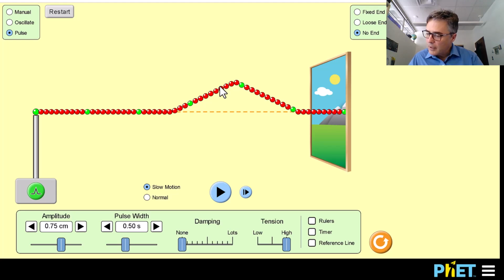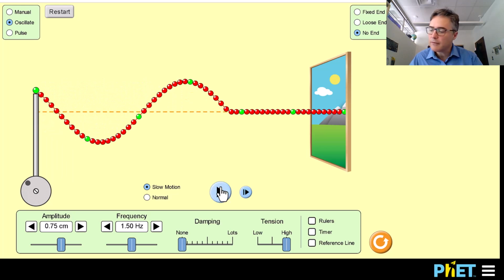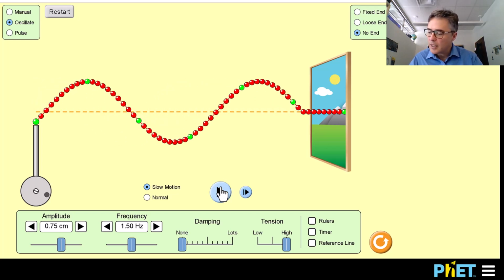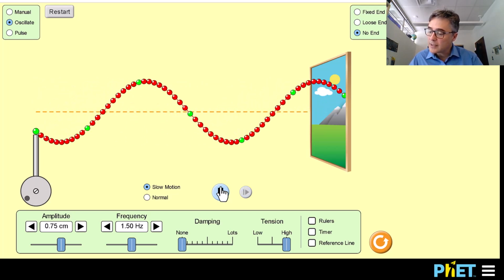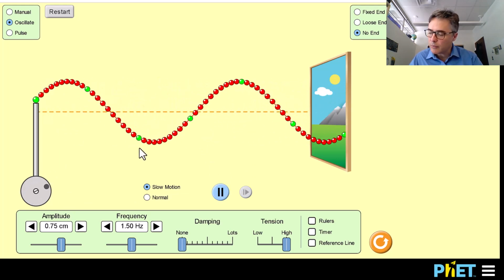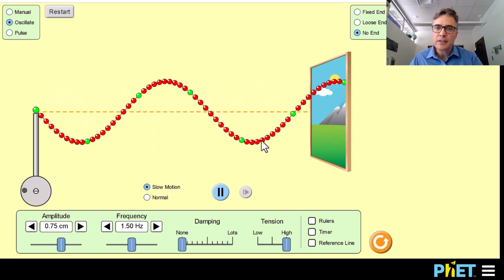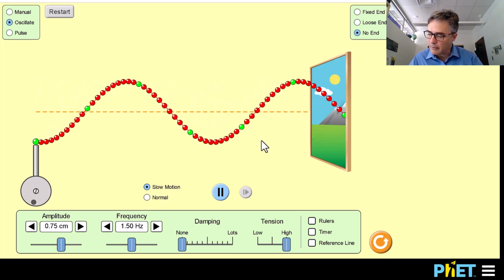Okay. So then there's oscillate. We're going to try that and press play. What that does is it sends this sinusoidal wave going along. Does the shape of the sine wave pattern change with time? That's something to think about. Which way does the pattern move? And look at which way the individual green and red beads move. You can just stare at this for a little while. This is what's called a traveling sinusoidal wave.